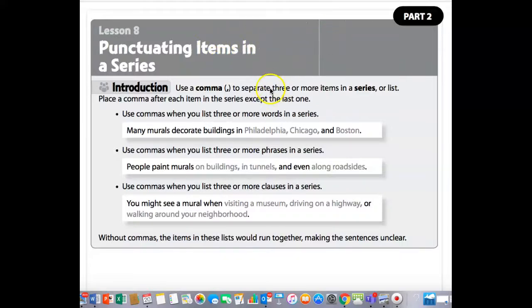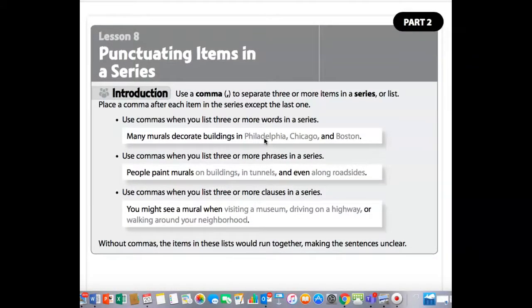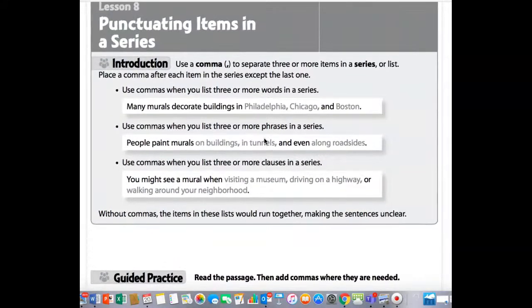I've got writing up here first. So we're going to do writing and then reading today. So we are on entry 6, part 2. And yeah, this was yesterday's. Okay, so punctuating items in a series.